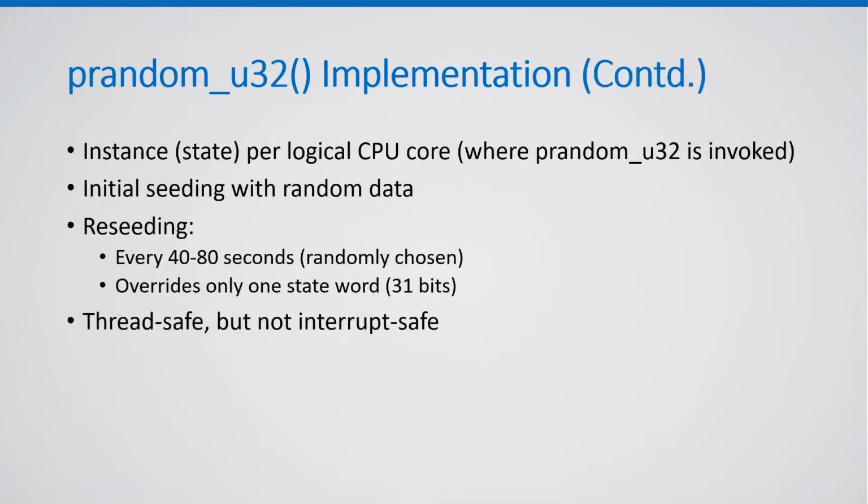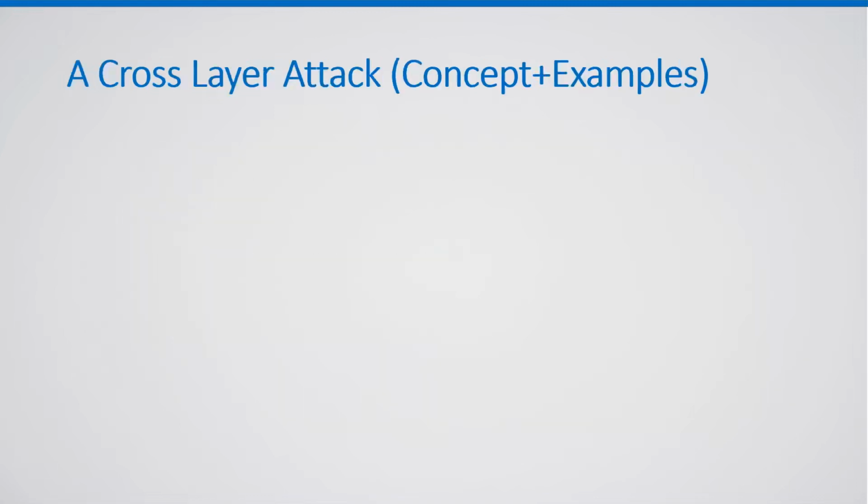Prandom U32 has an instance or state per logical CPU core. When a kernel thread invokes Prandom U32, the code uses the instance that belongs to the core on which it currently runs. The initial seeding has all 4 words populated with random data, but reseeding, which takes place every 40 to 80 seconds, overrides only the first state word, nominally 32 bits and effectively 31 bits of state. The implementation is thread-safe but not interrupt-safe.